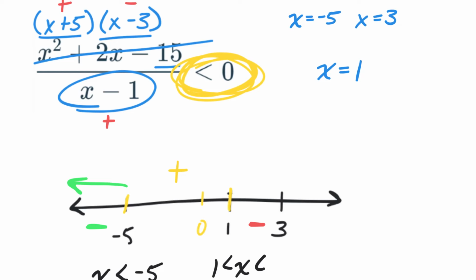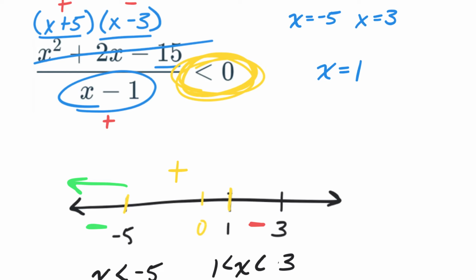So our second solution set is x values between 1 and 3. The way we write this in interval notation is the lowest entry is 1, the highest entry is 3. Since it doesn't have an equal sign, we use parentheses, not brackets. And then it's this U type symbol.